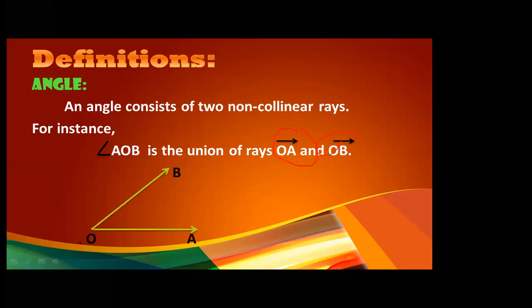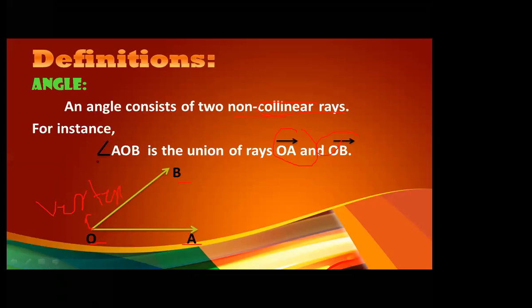Now these rays are joined at this point, and this is called the vertex. And it will become an angle AOB. This is called an angle. What is an angle? It consists of two non-collinear rays. Non-collinear rays means rays which do not lie on one line. So an angle consists of two non-collinear rays.